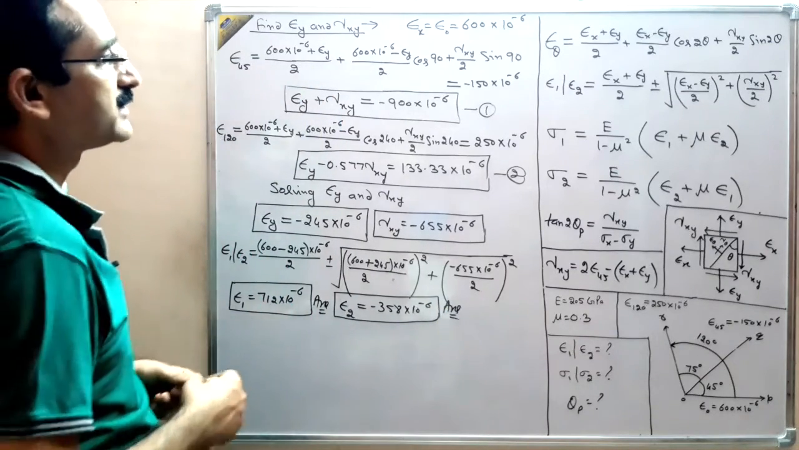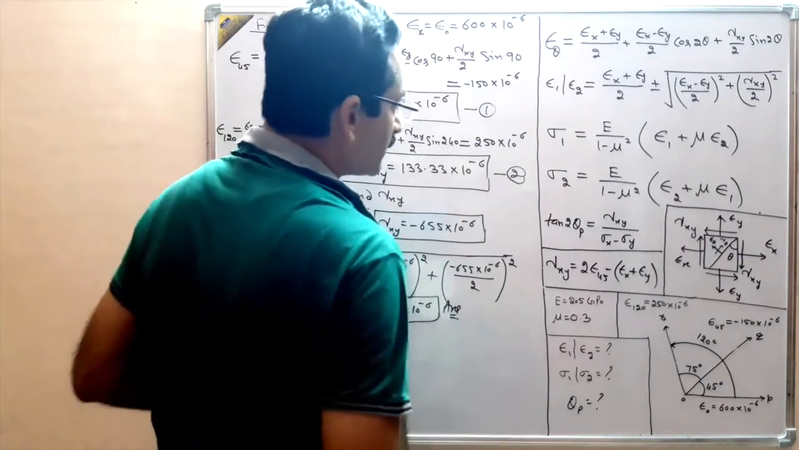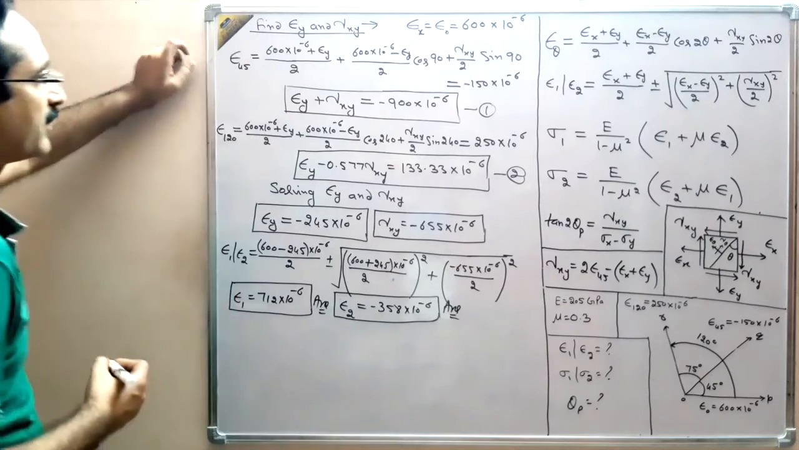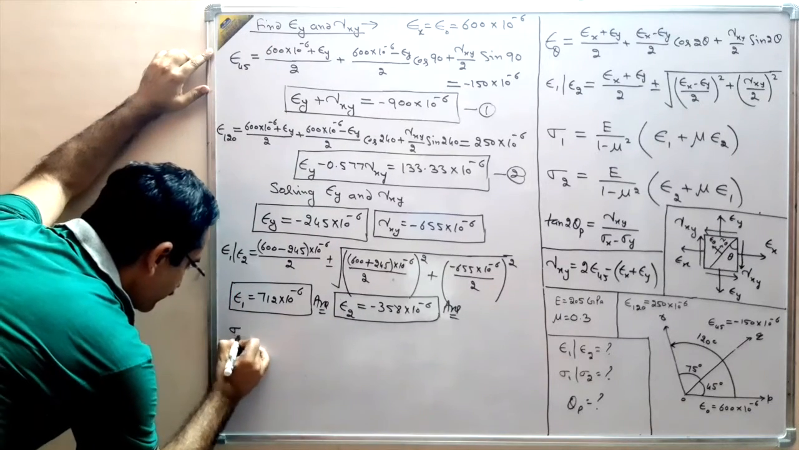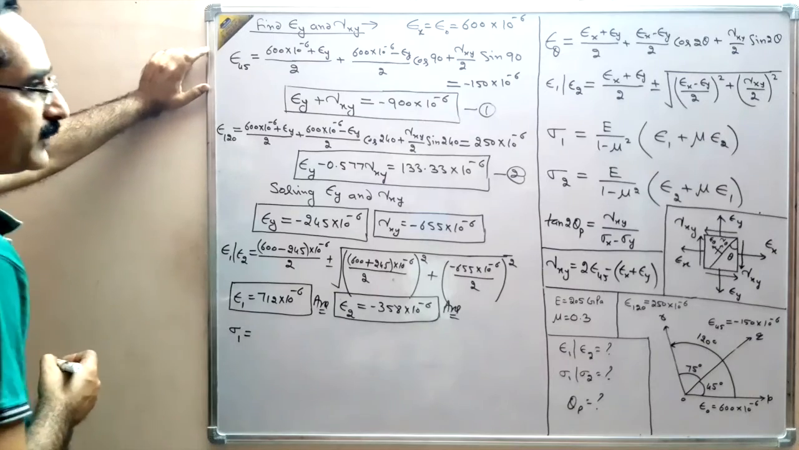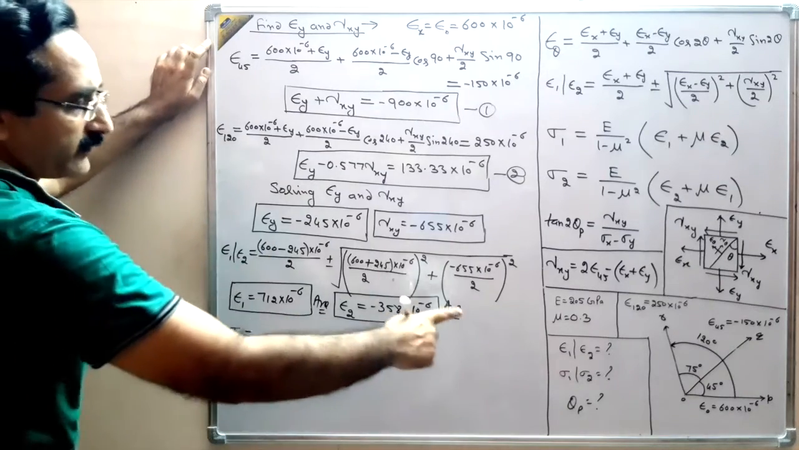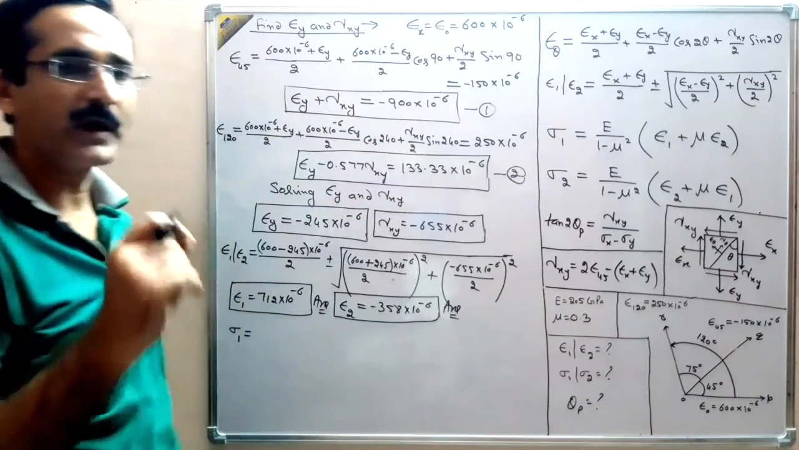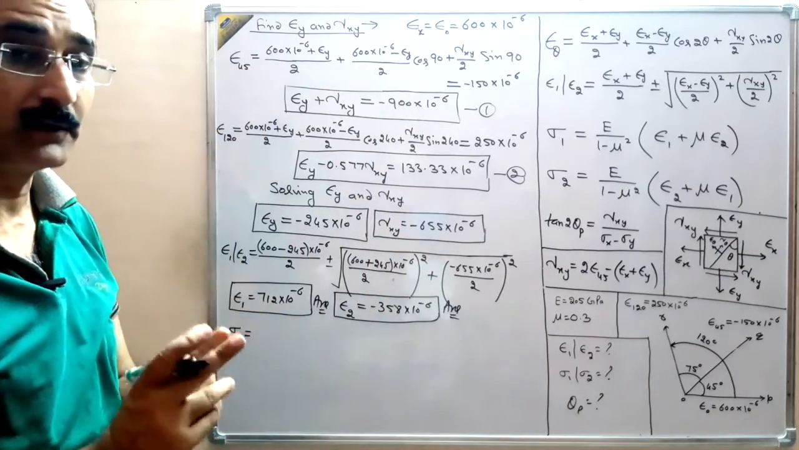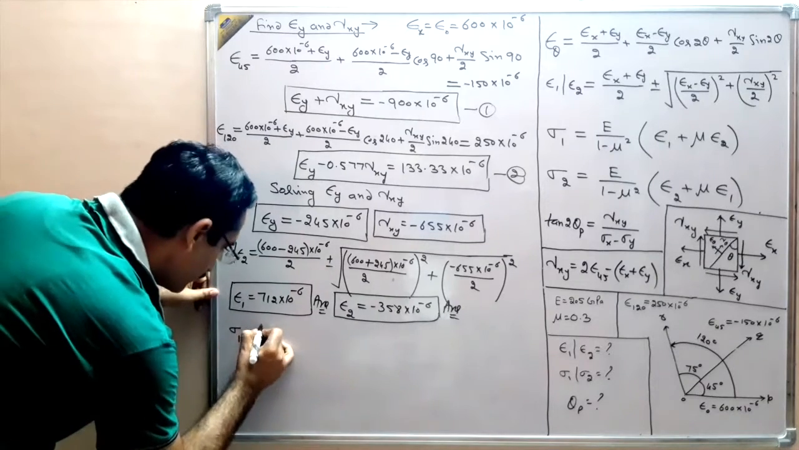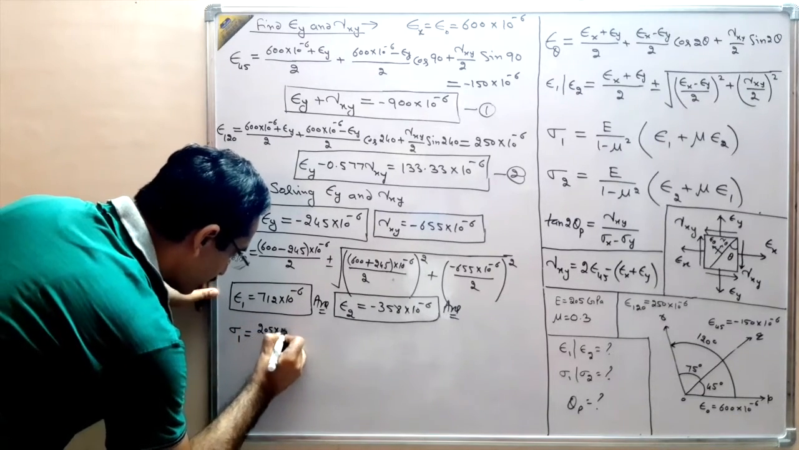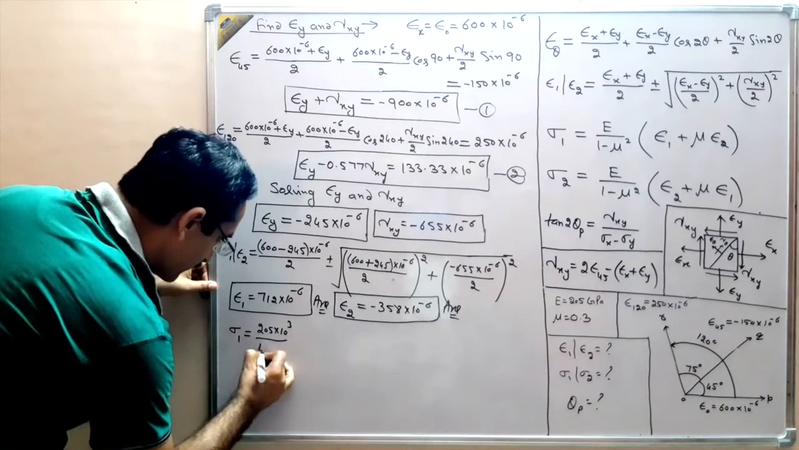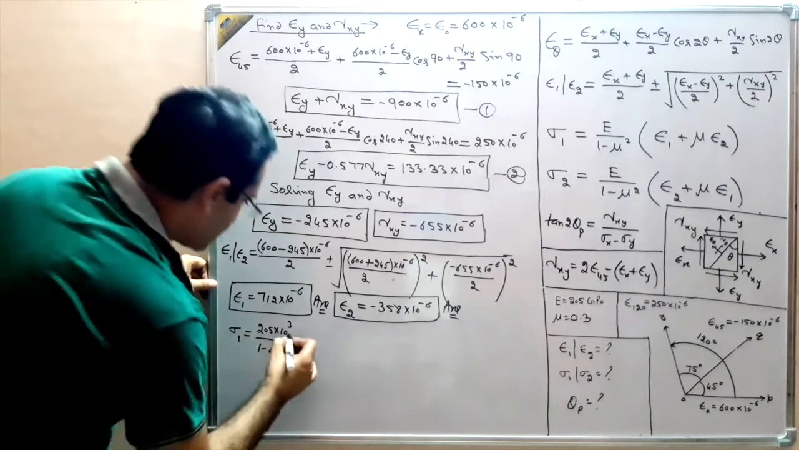Next is to find out sigma 1 and sigma 2. Put the values and you will get sigma 1 and sigma 2. So what is sigma 1? Sigma 1 is E by 1 minus mu square. E is given to us, 205 gigapascal. If you multiply 205 by 1000, you will get your answer in megapascal, right? Divided by 1 minus mu square, where mu is given as 0.3.